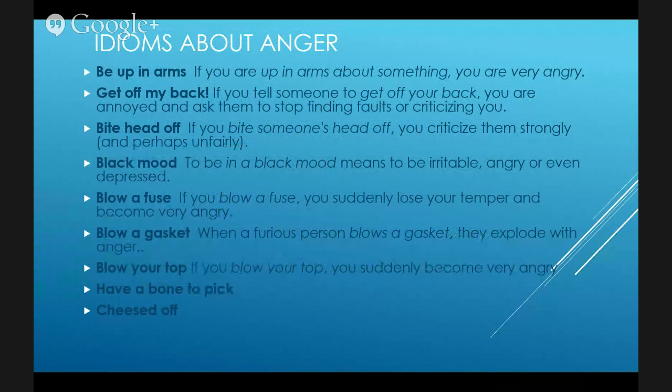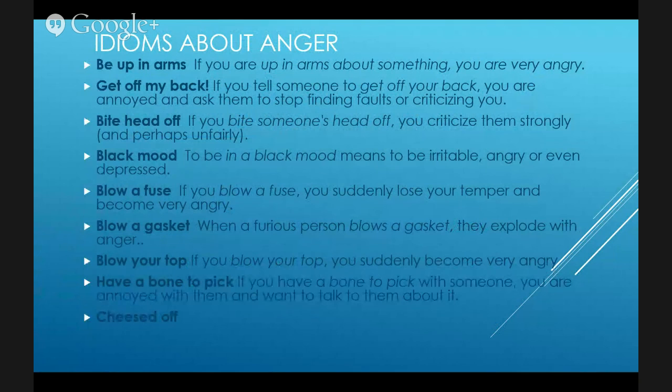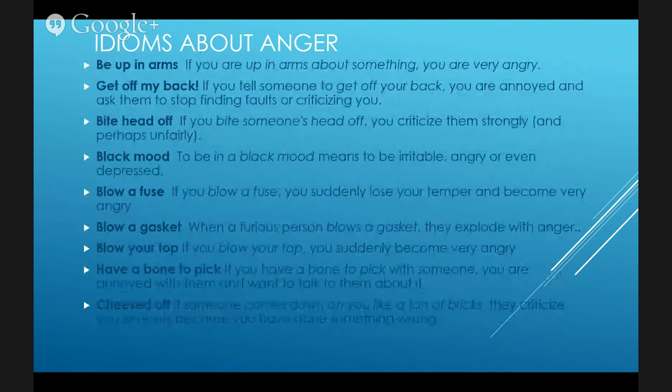And then the final one is cheesed off. If somebody criticizes you, maybe it's your boss, and it makes you really angry, you're cheesed off. Here's the definition I found. If somebody comes down on you like a ton of bricks, that means they're very hard on you and very critical. They criticize you severely because you've done something wrong. Then you get cheesed off because of that as well. So these are some idioms about anger.